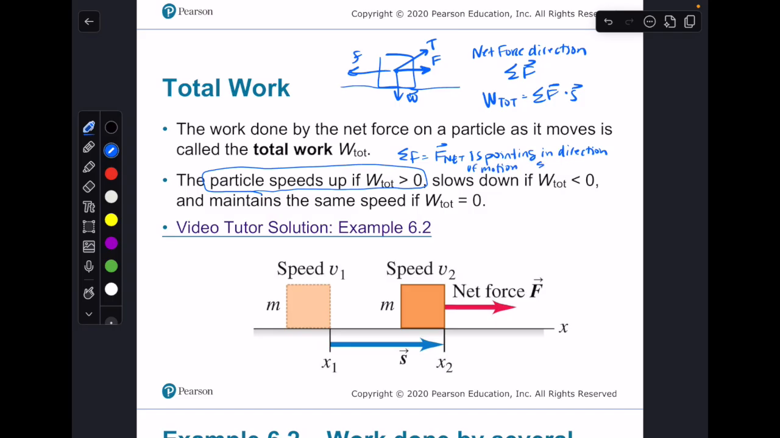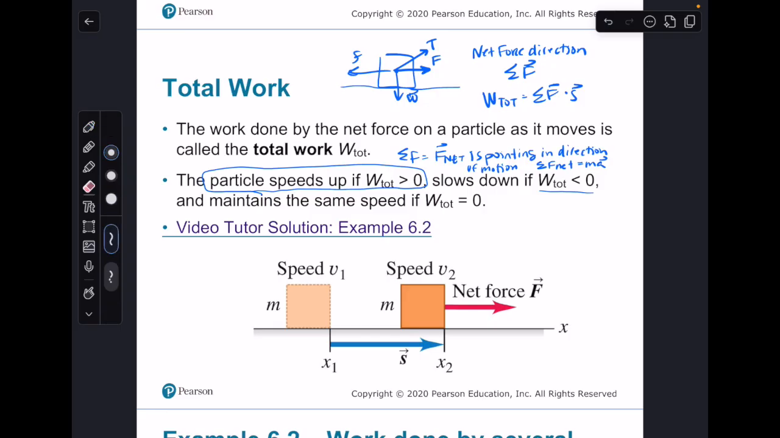And we also know that the sum of all the forces is equal to the mass times the acceleration. So that means the acceleration vector is also pointing in the direction of the motion. And so if your acceleration is pointing in the same direction as your motion, you're speeding up, right? Now let's look at the other case. Well, if the work done is negative, then that particle is slowing down.